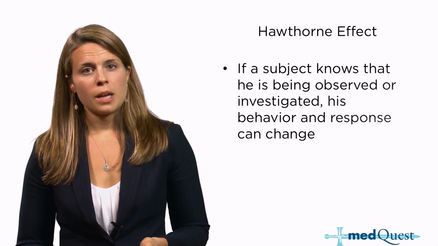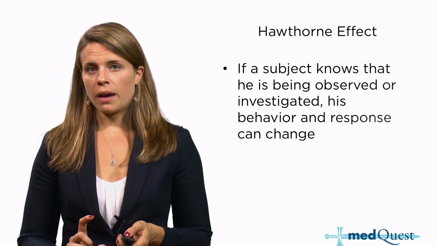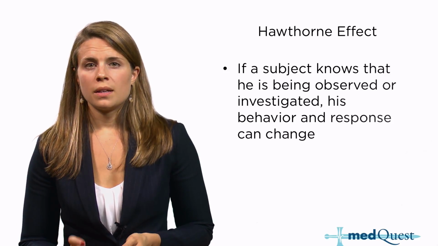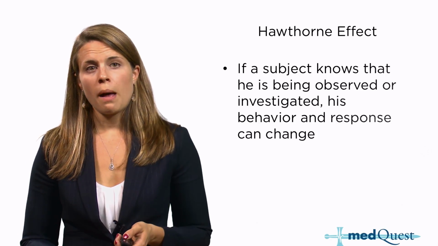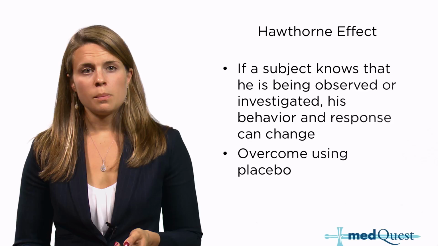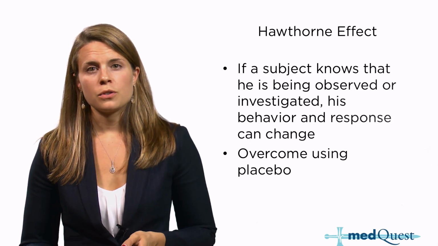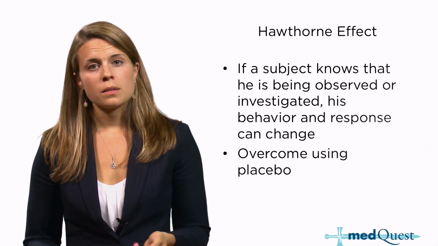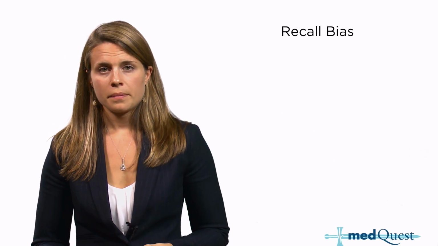Hawthorne Effect is another type of bias. This is sort of the flip of observer effect. So if a subject knows that he or she is being observed or investigated, his behavior and his response can change. So this is overcome using the placebo. So again, kind of blinding the individuals themselves to treatment. It's not always possible, but the extent to which it is possible, we try to do it.